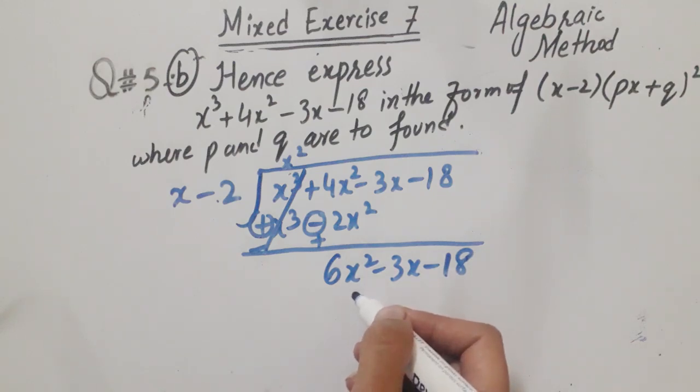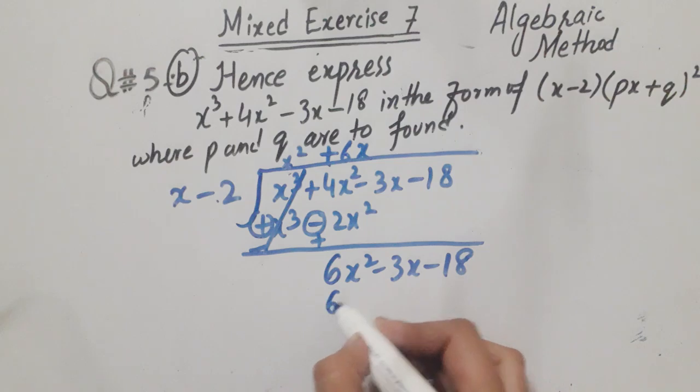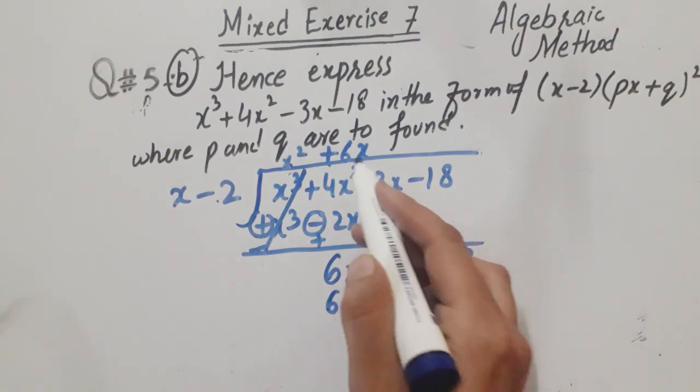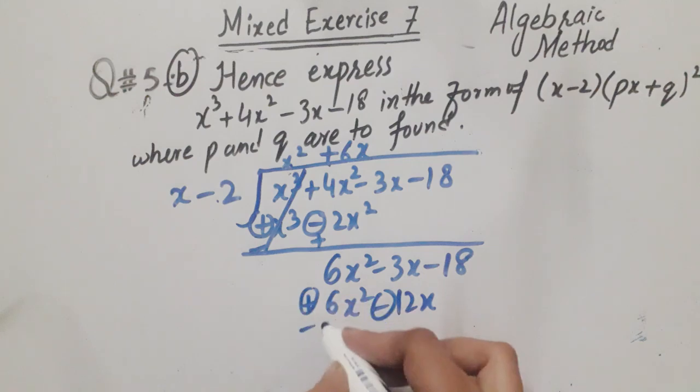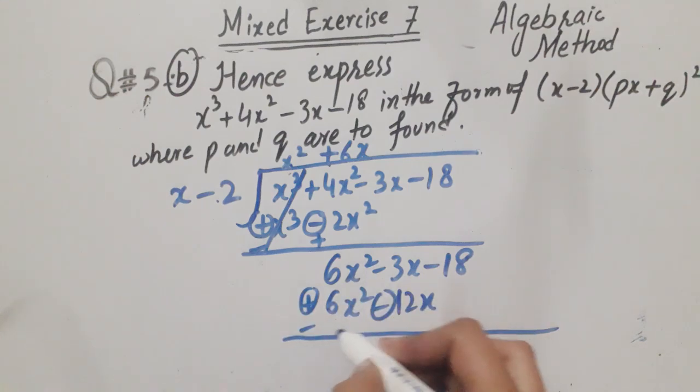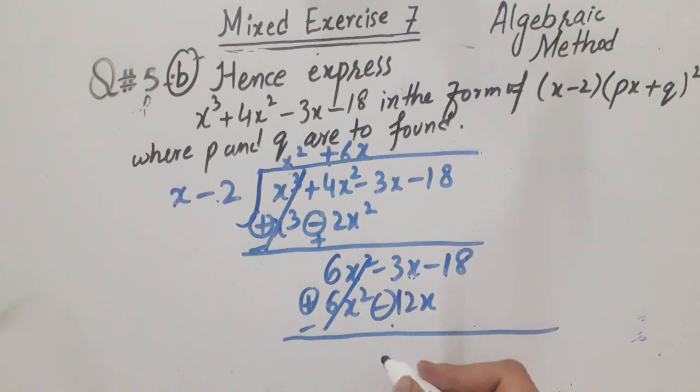Now we get 6x square when x is multiplied by 6x. So this will give 6x square minus 12x. Change the old signs and get the new signs. 6x square minus 6x square cancels out. Minus 3x plus 12x is 9x minus 18.